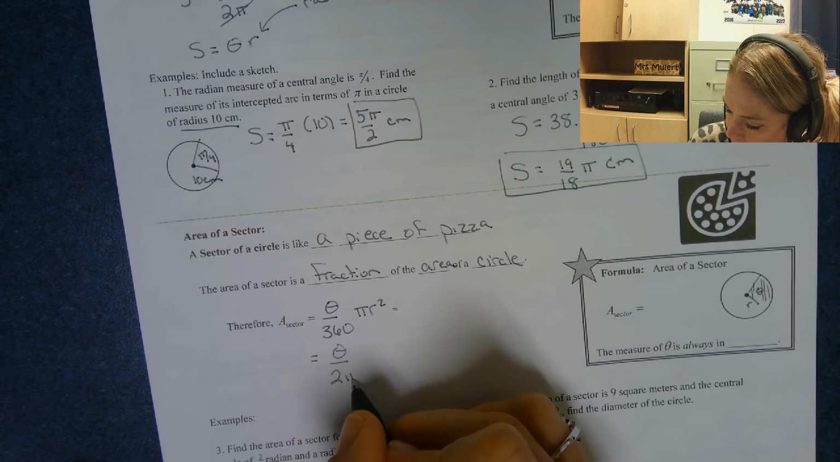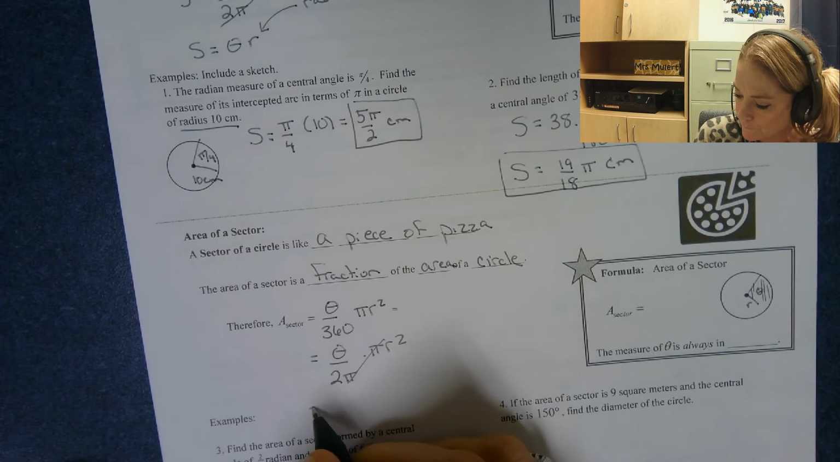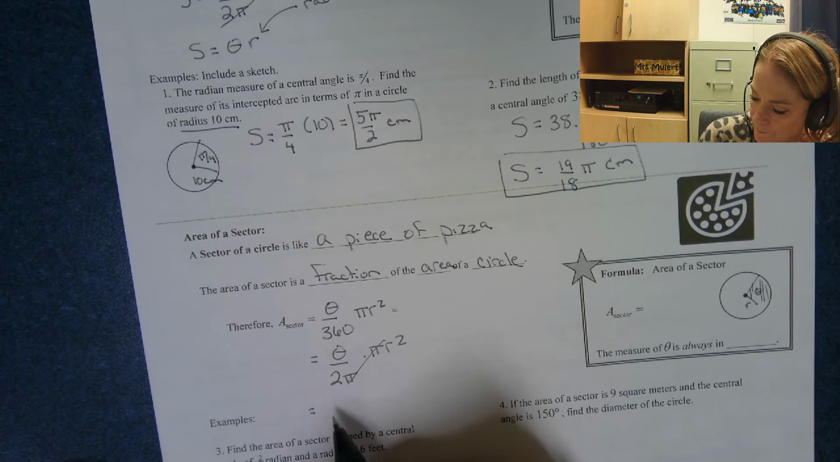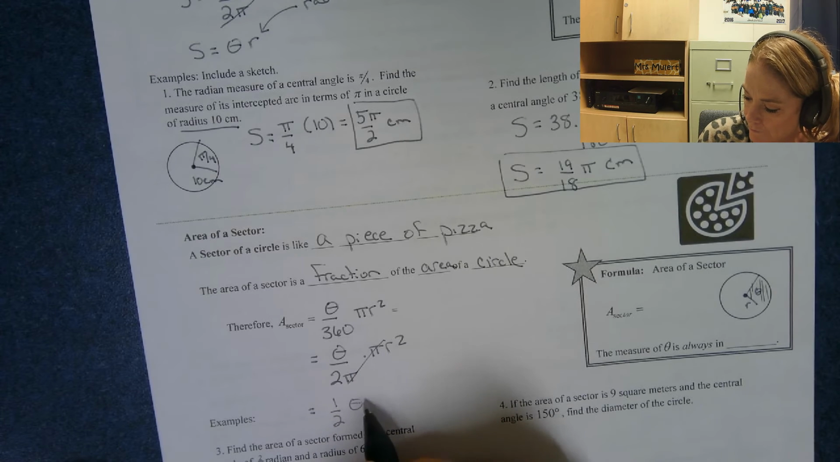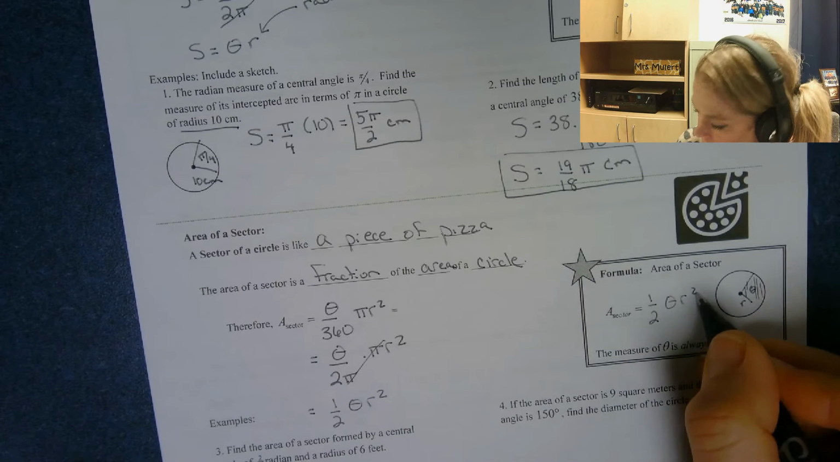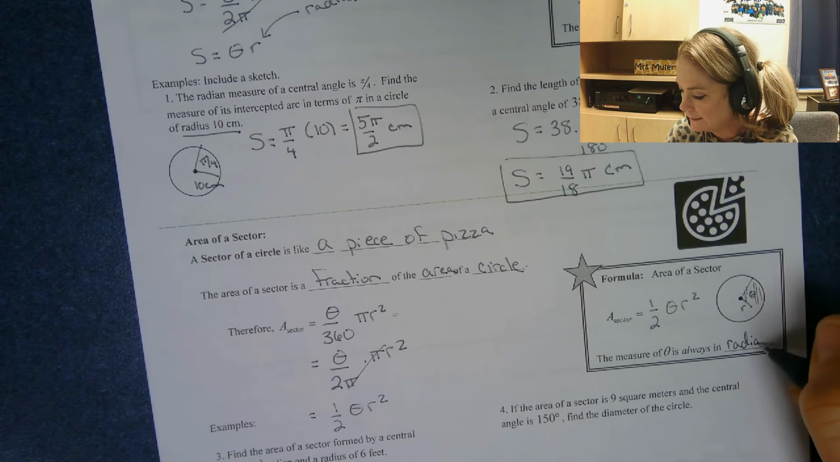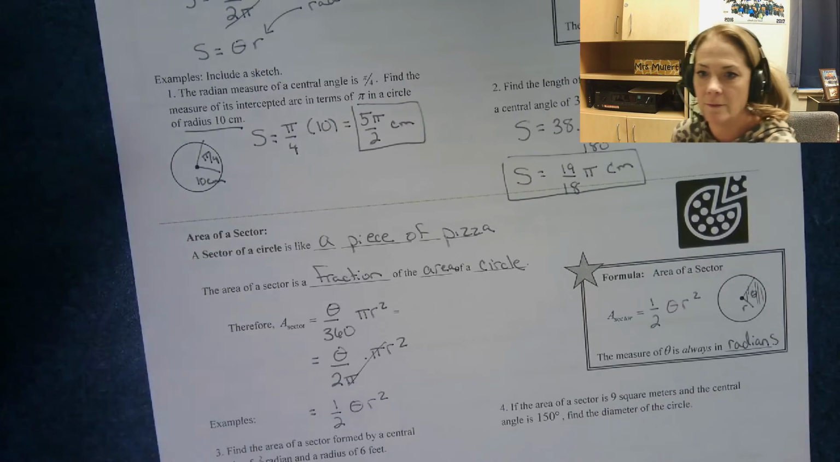radians. That 2 pi, make that conversion. And the pi's cancel. Okay, and so we're going to write this one. We're going to put this 1/2 out in front and do theta r squared. 1/2 theta r squared is how you're going to find the area of a sector. This is in radians. Note that, star that, always be in radians.